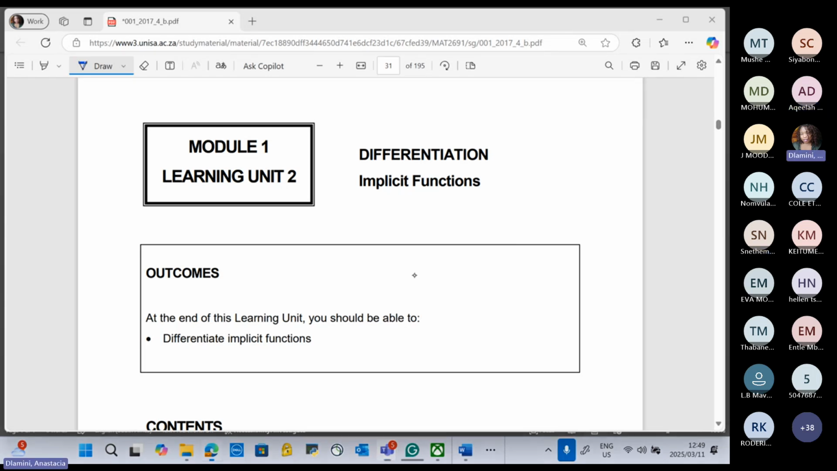Is this an implicit function? y plus x is equal to 2. No, because you can solve for both y and x, can't you? So x squared plus y is equal to 2. Is that an implicit function?